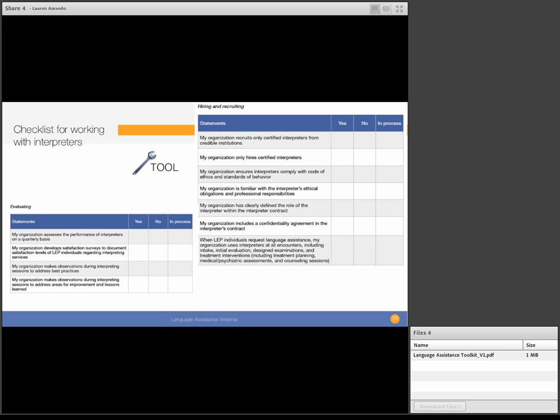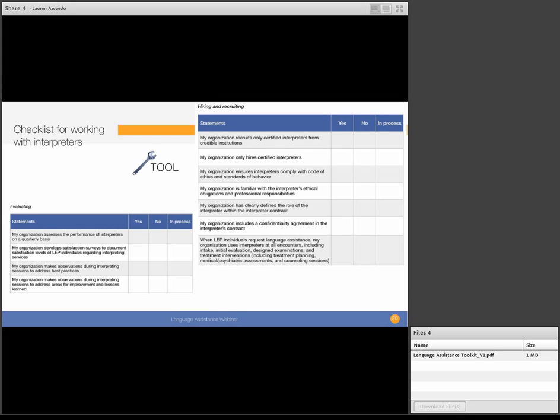On the left-hand side, you have statements related to evaluating interpreters. So for example, the first statement, my organization assesses the performance of interpreters on a quarterly basis. And of course, you would adapt this to your own context. But do you have a way to assess the performance of interpreters, or are you just assuming that the interpretation is working? The second, my organization develops satisfaction surveys.